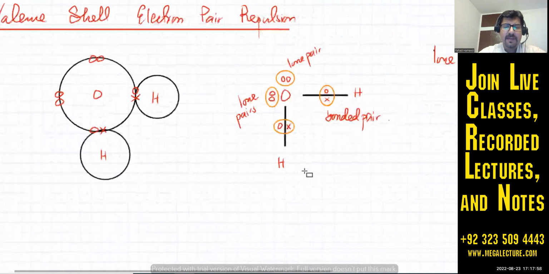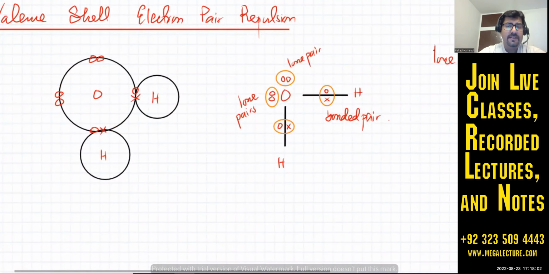I drew this without the circle, okay? So all four of them will try to be as far away from each other as possible. The lone pairs are these ones. They're electrons in the outer shell that are not doing anything, that are not involved in bonding. And bonded pairs are electrons that are involved in bonding. I mean, that's the difference. Is this clear?